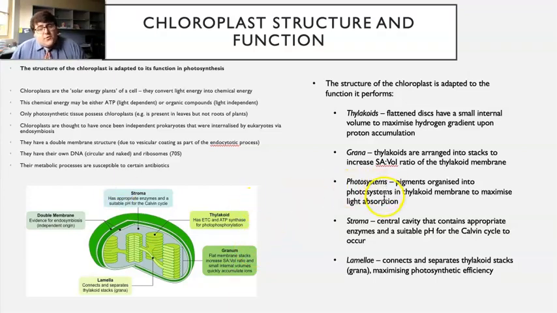We have our photosystems, which are not actually visible in this diagram here. Basically, they're the pigments that are organised in thylakoid membranes to maximise light absorption, so they're inside. We also have our stroma, which we can see over here, which is the central cavity that contains enzymes and a suitable pH for the Calvin cycle to occur. And lastly, we have a lamella, or lamellae, which connects and separates thylakoid stacks. You can see this thin system here, which helps to maximise photosynthetic efficiency. So that's how you'd label a chloroplast if you had to, and that's what the components do to help their function.